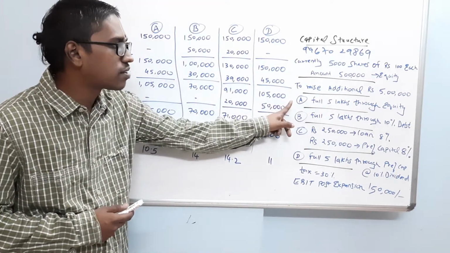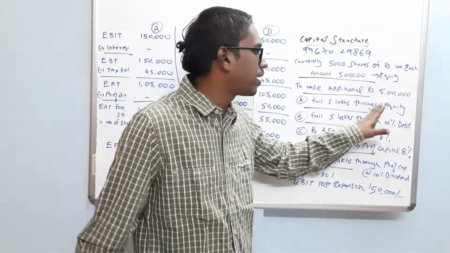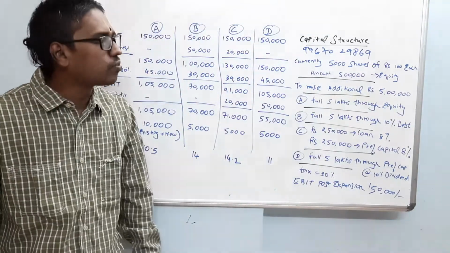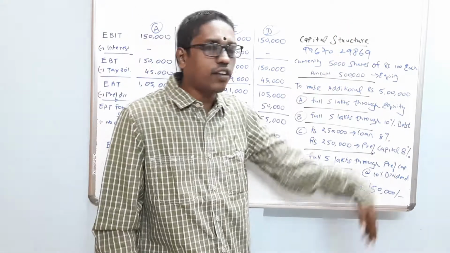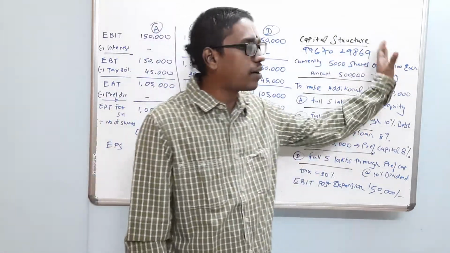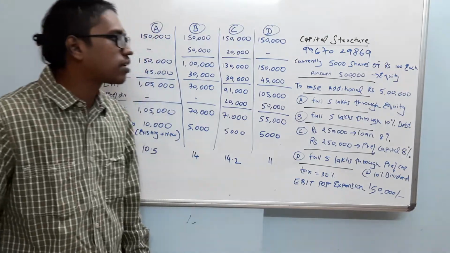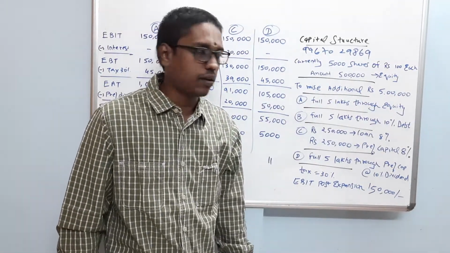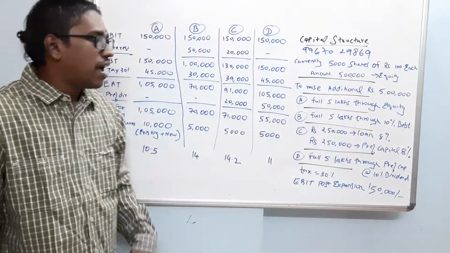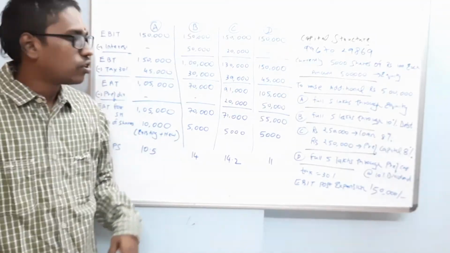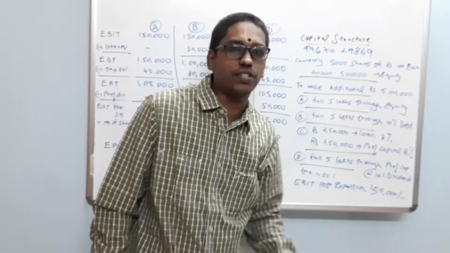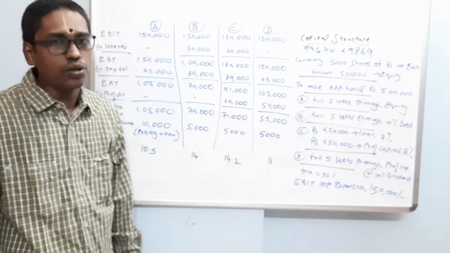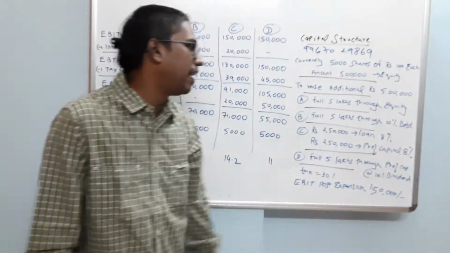The first option is the entire 5 lakhs it is going to raise through equity. Since nothing is mentioned here, we assume that this additional equity will also be raised at the rate of rupees 100 per share. So option A is full 5 lakhs we will raise through new equity capital. Option B is entire 5 lakhs you will raise through loans, through 10% debentures or 10% debt, on which you will pay 10% interest.